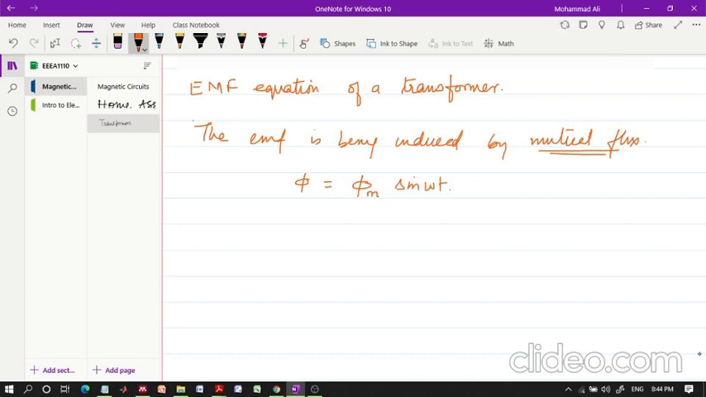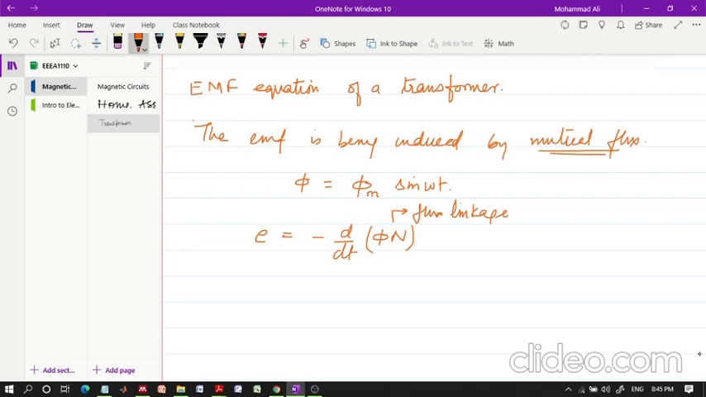Now the EMF induced in any of the windings, let us take an arbitrary EMF, according to Faraday's and Lenz's law, is d by dt of flux into what? Into the number of turns of that coil. I am taking it as n right now, not denoting n1 or n2. Later on we will incorporate n1 and n2. Generalized way, I am saying that the number of turns is n. The flux that is linking the n number of turns of coils, this term, as we discussed earlier, is nothing but the flux linkage.